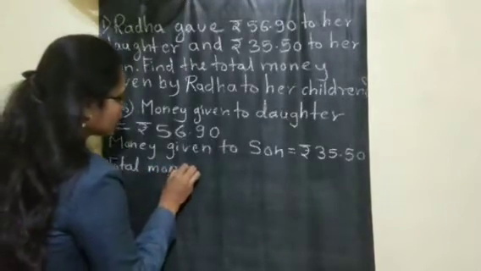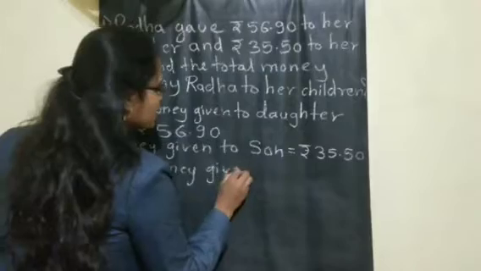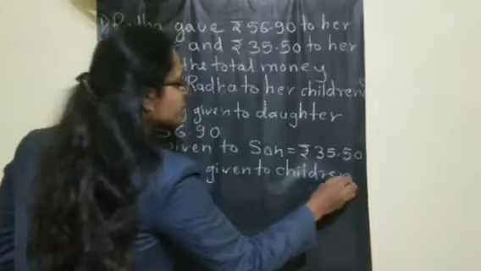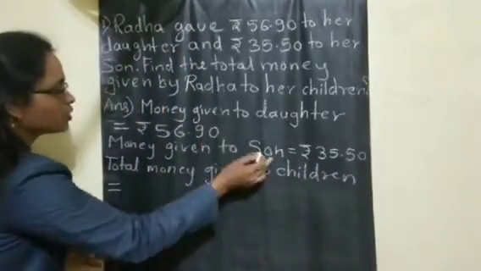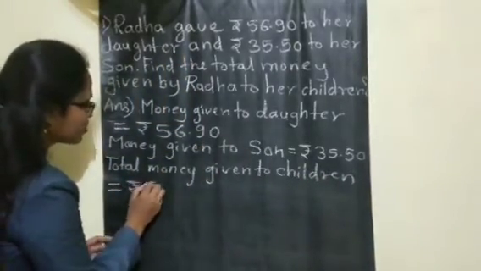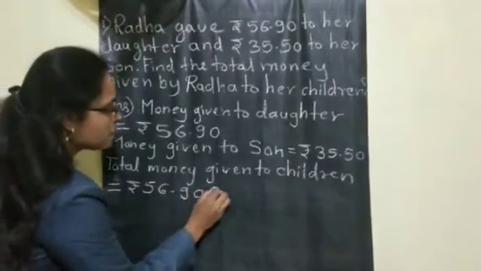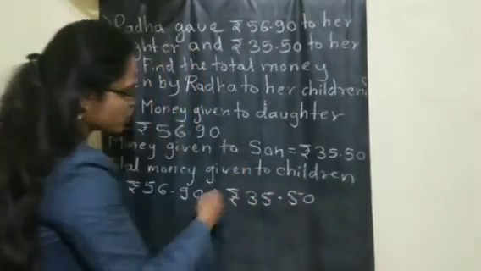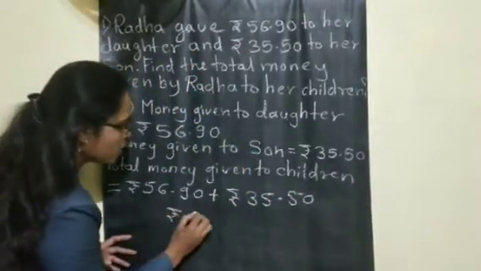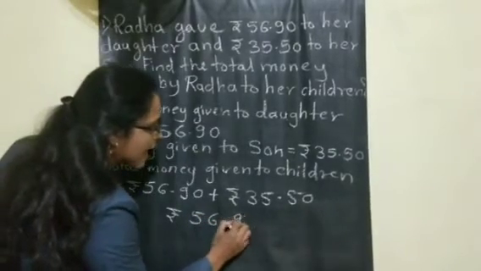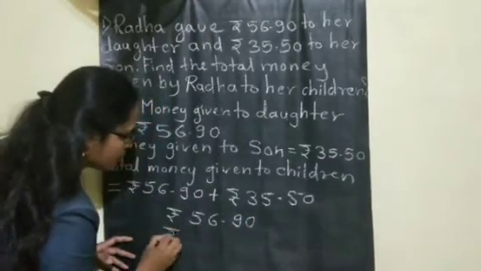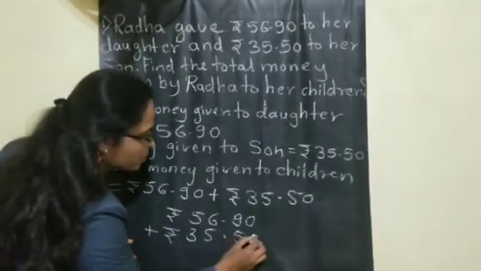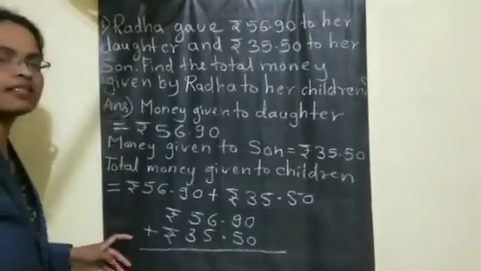And now we have to write total money given to her children. Total money given to children, meaning both the children, is equal to, both the numbers you have to write in the form of addition, rupees 56.90 plus rupees 35.50. Once you have written, as you know how to add the numbers, you can directly arrange the numbers properly one below the other, put the addition sign and write the amounts properly, children. And now let us do the addition.